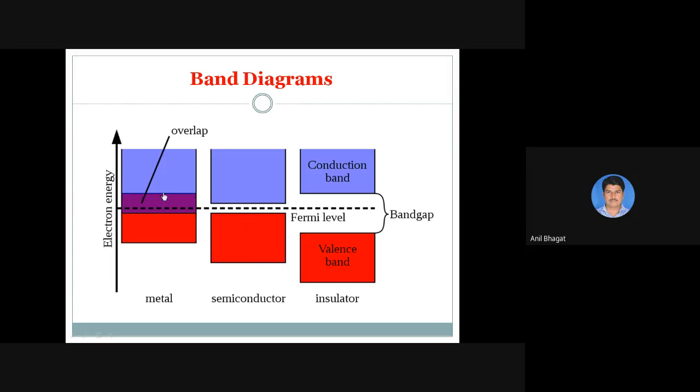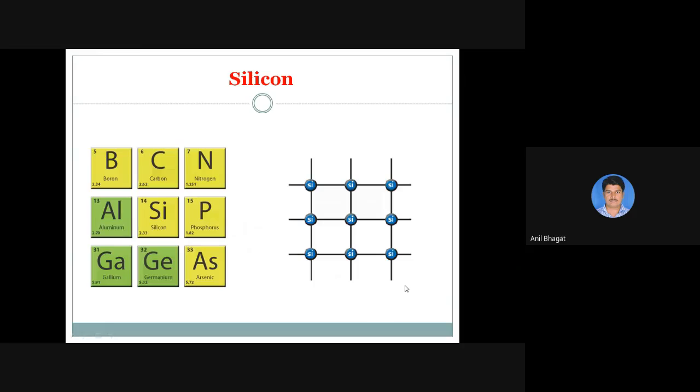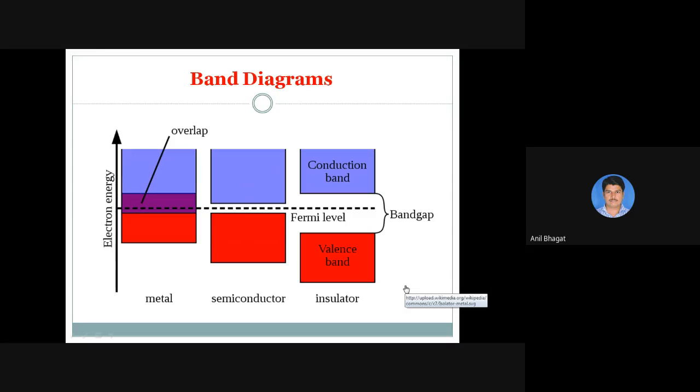So metals overlap. Then semiconductor has a low energy gap between the valence band and conduction band, and a very large gap between the conduction band and valence band is called an insulator. So this is the basic difference between all the materials, and these materials are used in a number of devices. For example, semiconductor is the basic building block of all the devices fabricated using semiconductors.